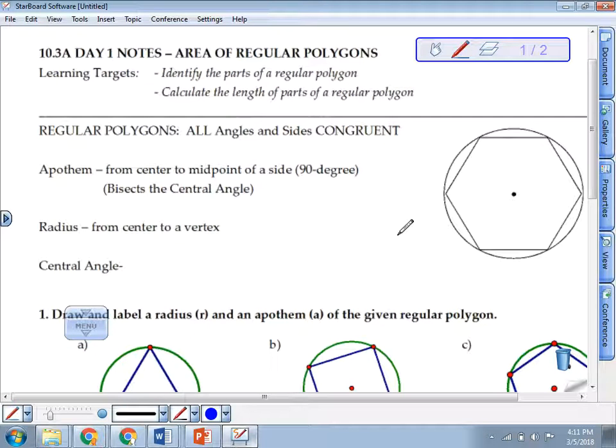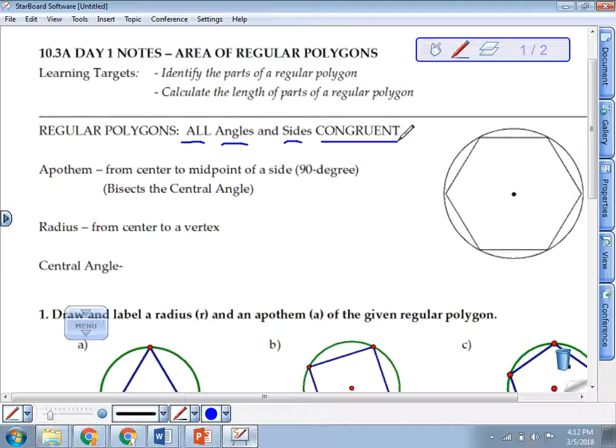Welcome to the notes on area of regular polygons. So today we're going to identify the parts of a regular polygon. We're going to calculate the length of parts of a regular polygon. So what is a regular polygon? Well, just remember, all angles and sides are congruent, so they're all equal. All right, so that's what a regular polygon is.